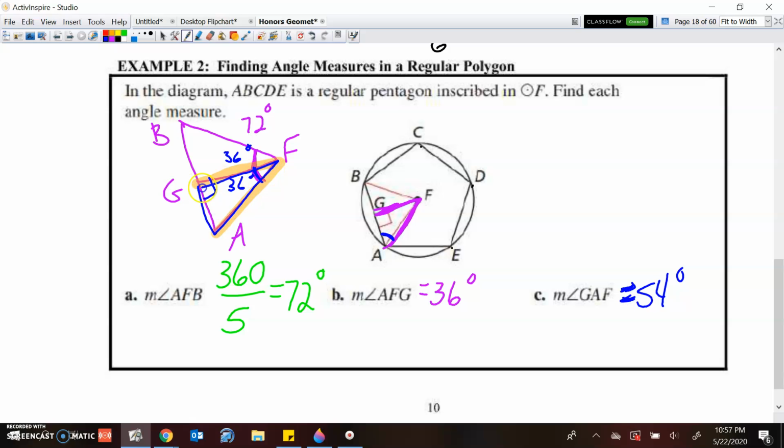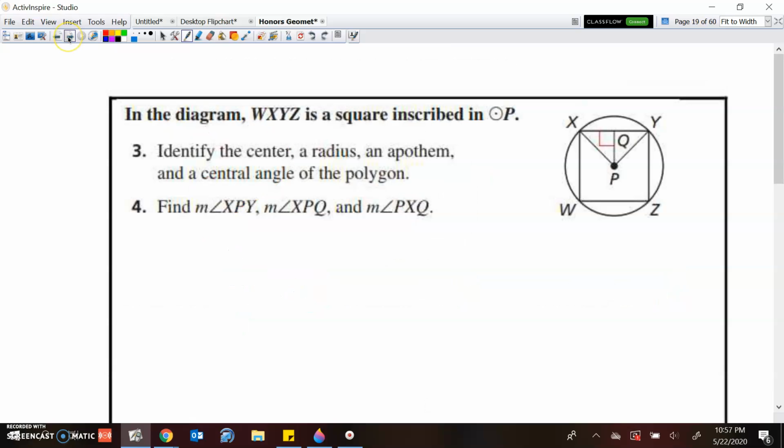All right, let's try one more of these, and then we're going to pause. There will be 2 parts to this lesson. So again, identify the center. In the diagram, WXYZ is a square inscribed in circle P. So it's a square inscribed in circle P. The center of the polygon is what they want us to find first.